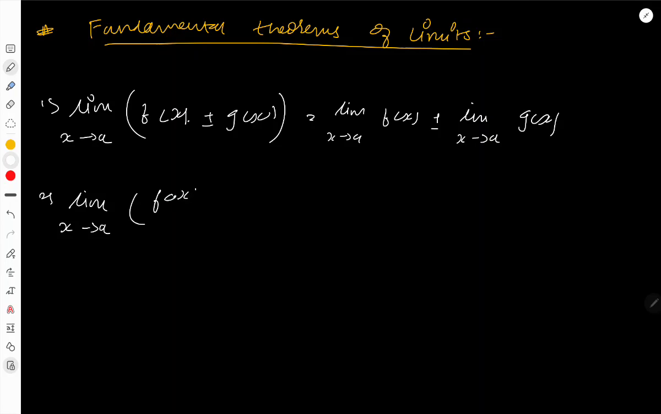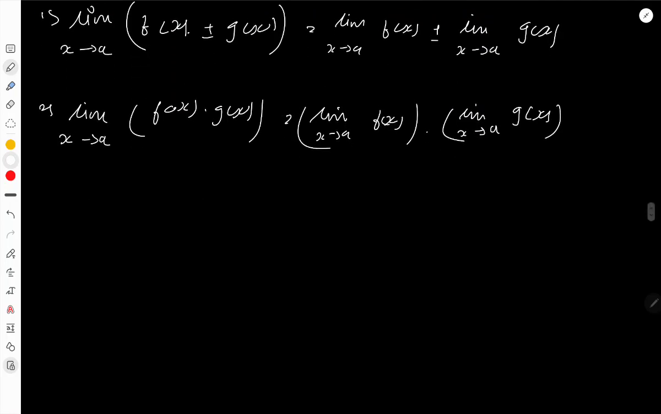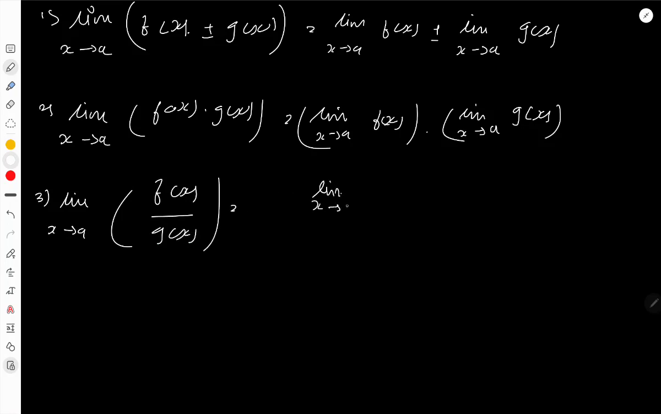So limit of f of x into g of x, where there are these two functions of x, becomes limit x tends to a of f of x into limit x tends to a of g of x. Now if it is like this, limit x tends to a of f of x upon g of x, then it becomes limit x tends to a of f of x upon limit x tends to a of g of x.